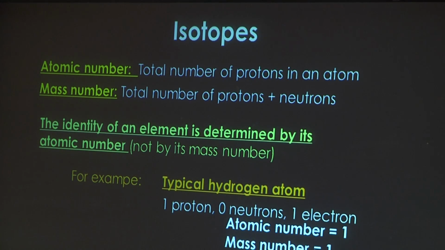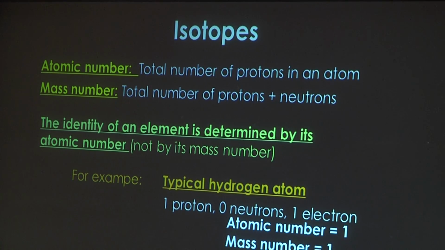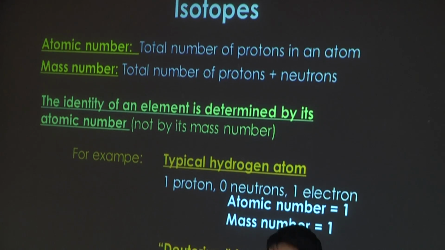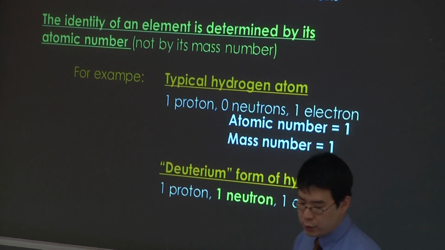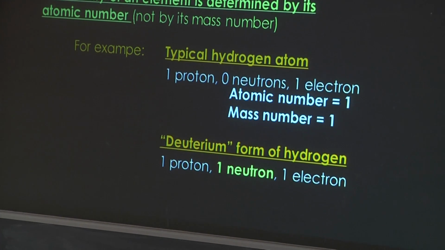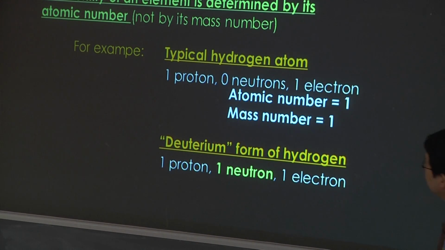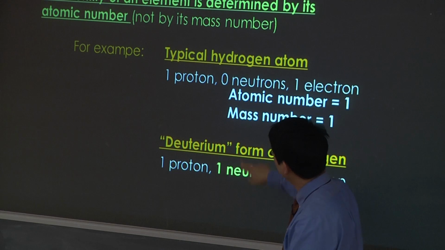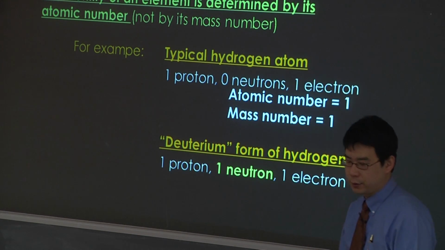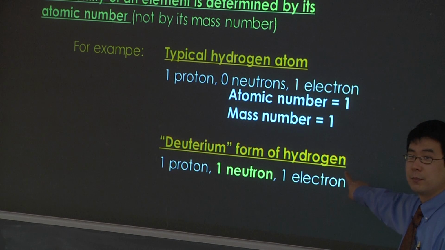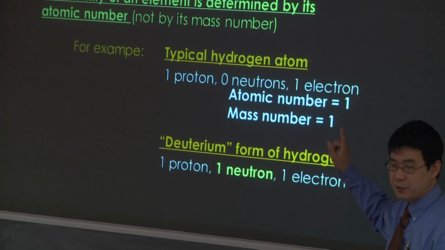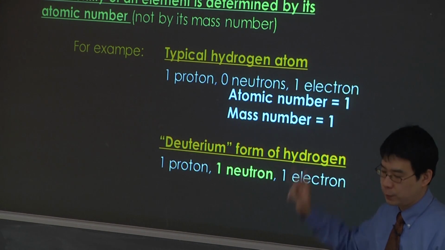There are other types of hydrogen. One of them is called deuterium. Deuterium has how many protons? 1, because it's still hydrogen. But it has 1 neutron and 1 electron. Typical hydrogen has 0 neutrons. Deuterium has 1 neutron. So the atomic number of deuterium is 1. The mass number is 2. 1 plus 1.